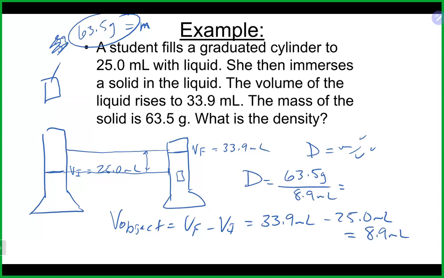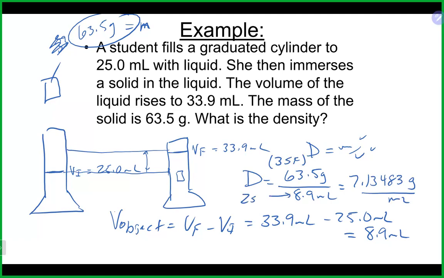So we take 63.5 divided by 8.9, and that's going to get us 7.1348 and a bunch of numbers there. I'll just stop right there. Grams per milliliter. Here we do again need to look at our calculation, and this has 3 significant figures up on top.